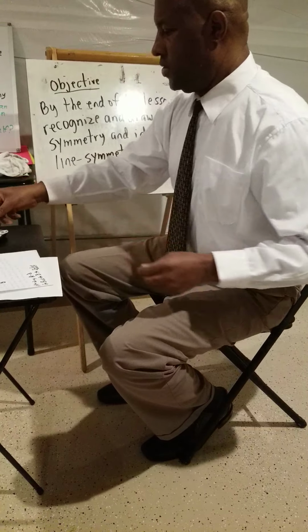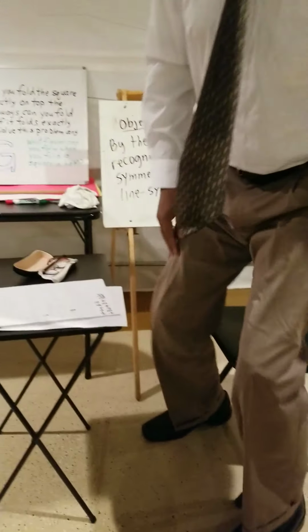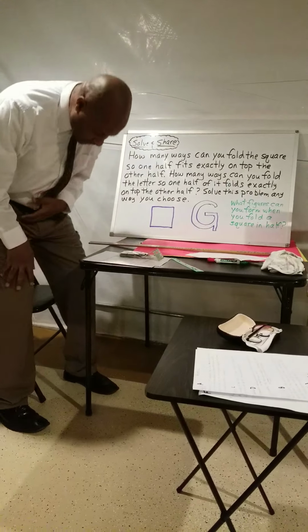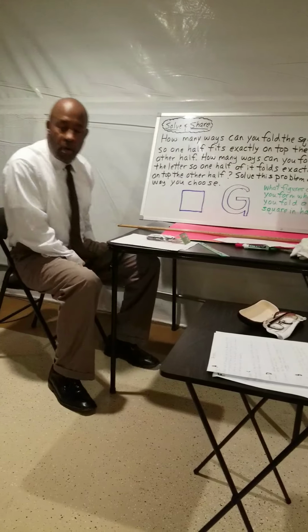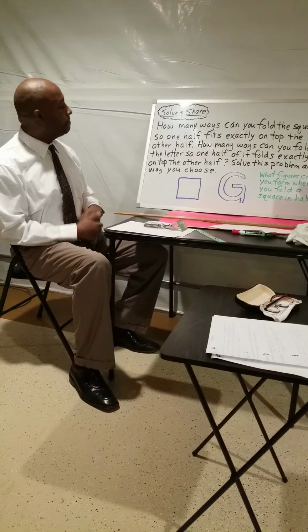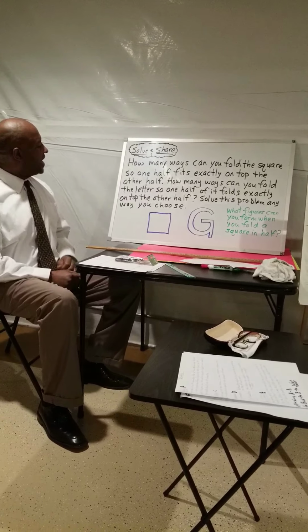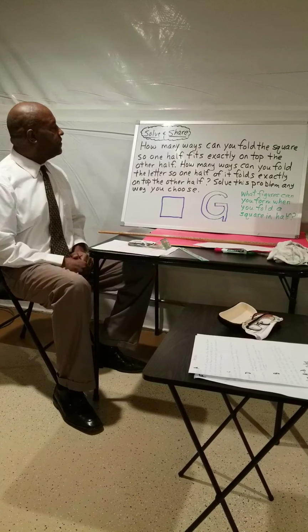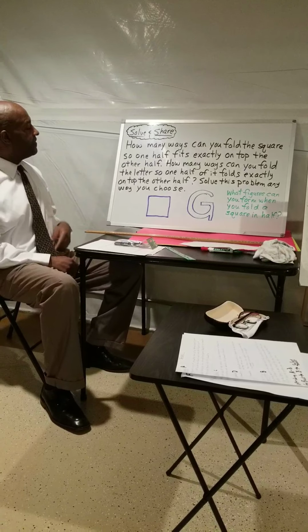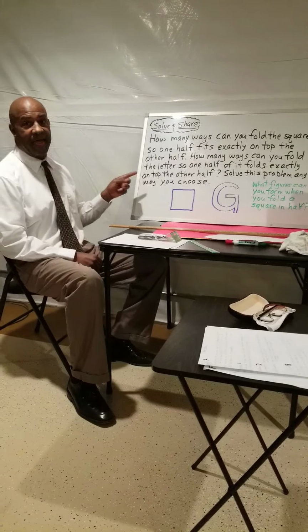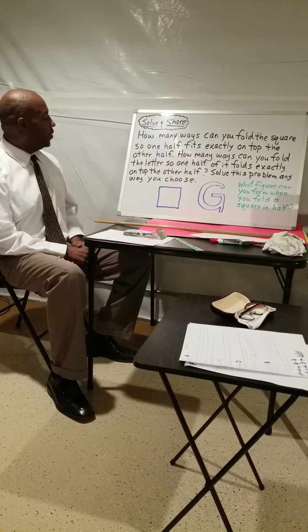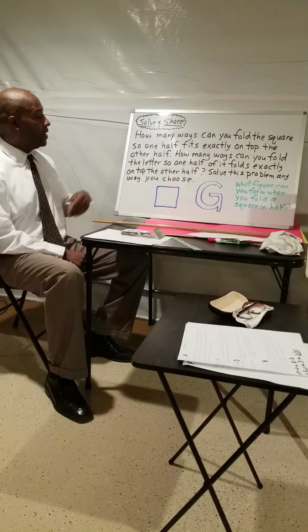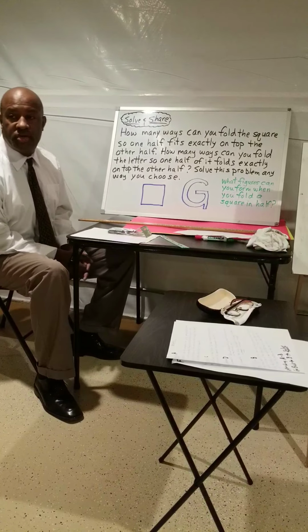So to start our lesson for today, and of course in our distant learning environment, boys and girls, once I go over this, you can pause the video and try to solve this particular solve and share. So it says, how many ways can you fold the square so one half fits exactly on top of the other half? How many ways can you fold the letter so one half of it folds exactly on top of the other half? Solve this problem any way you choose.